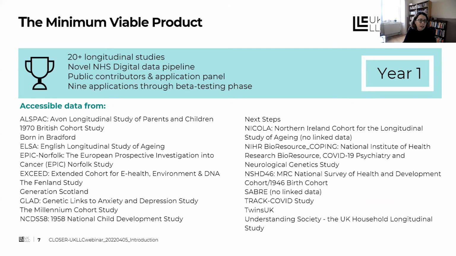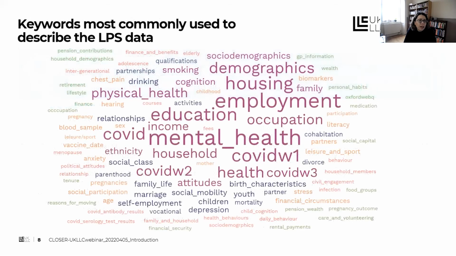And you can see that the studies are a wide variety of kinds of studies. There are social science studies and health studies, and they're from all the different nations and cover the UK as a whole. And it's hard to describe the longitudinal population studies data we hold because each study provided their own unique data set, but this is a word cloud of the most commonly used words in the data that we hold from the longitudinal population studies.